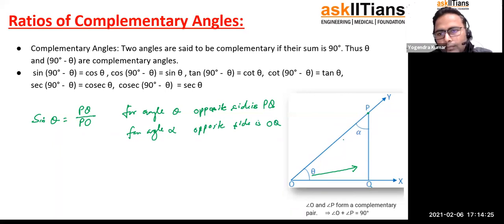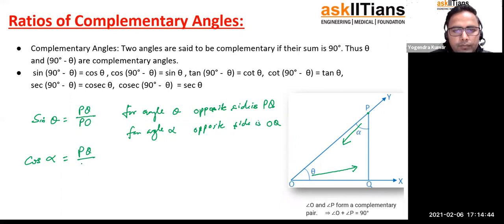Now can you tell me what is cos of alpha? Cos is base upon hypotenuse, so it is PQ divided by PO, because cos is base upon hypotenuse, and sine is opposite divided by hypotenuse. But because of theta, the opposite here is the same as the base for alpha.